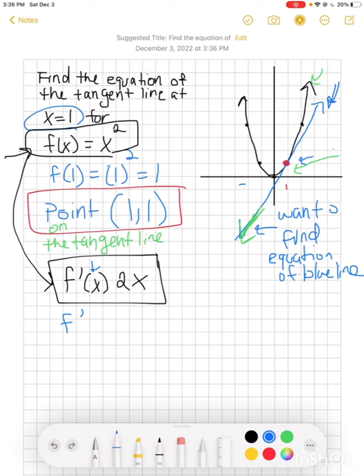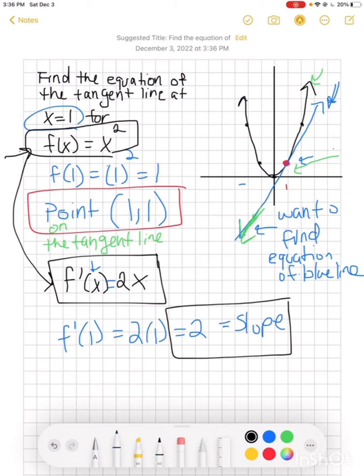So f prime of 1 is going to equal 2 times 1, which just equals 2. So what this is telling us is the slope of that blue line at x equals 1: the slope should equal 2.